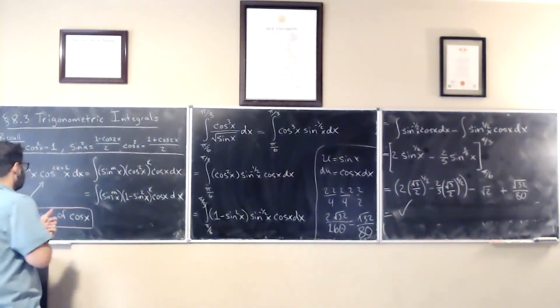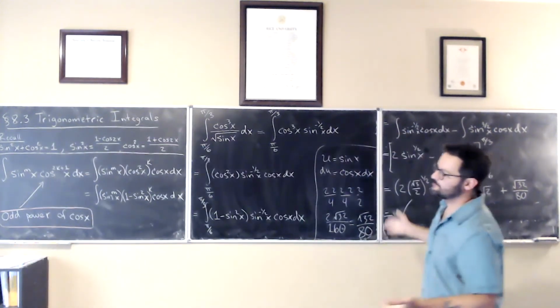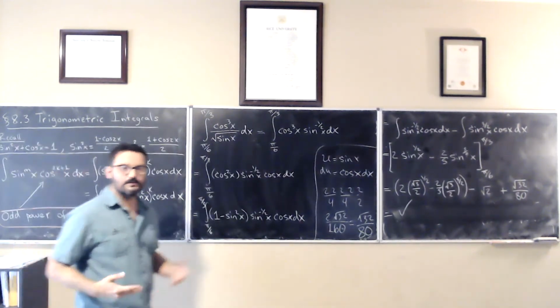Okay. So now I'm going to pause the video and take a look at what happens when neither sine nor cosine has an even power, meaning they both have odd powers.